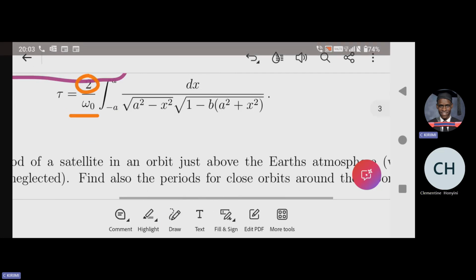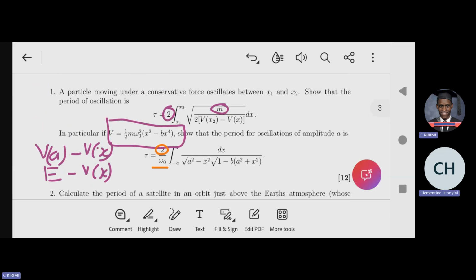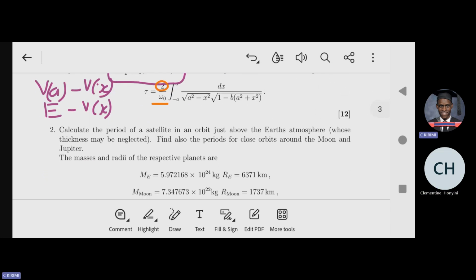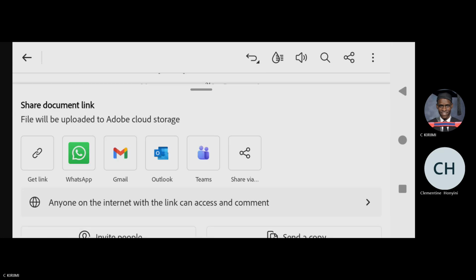So I will share this PDF so that you revise before class, because it won't be moving very fast since people will be seeing it for the first time. So let me share.